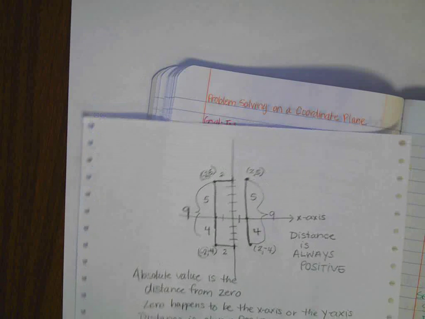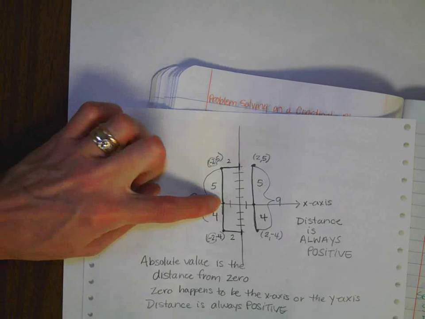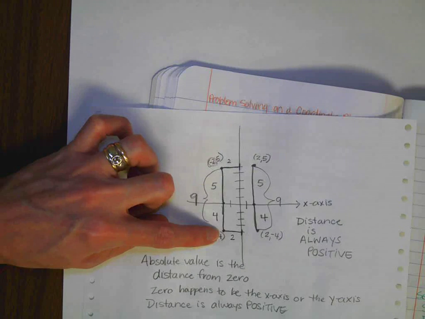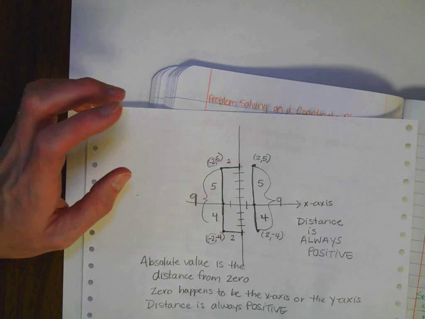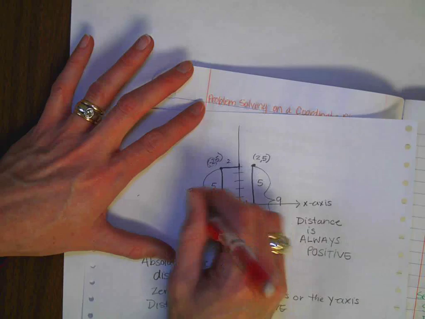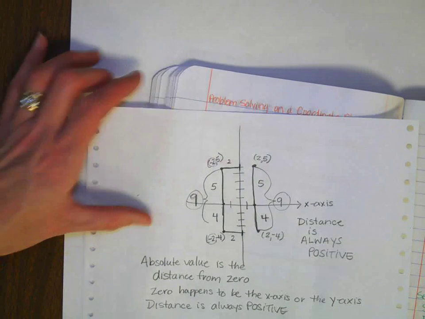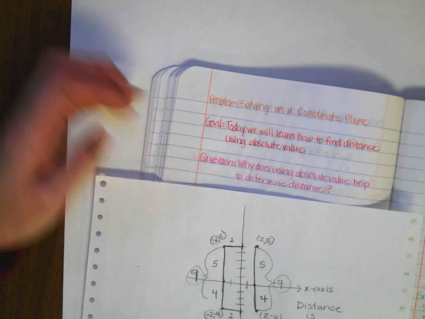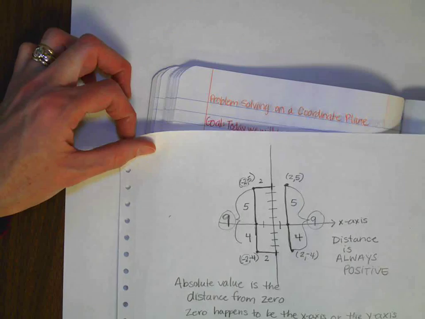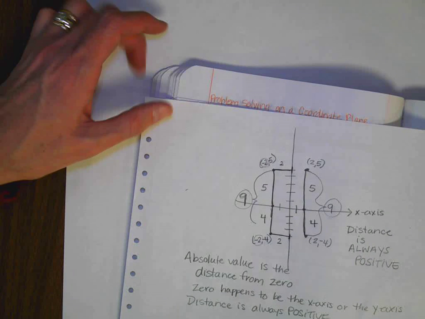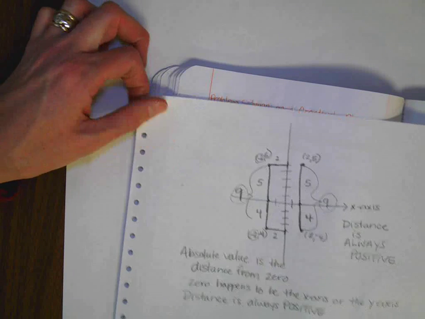So basically, it's pretty simple. You're just taking your distances from the x-axis up to the point, the x-axis down to the point, and then figuring out what the total distance was. And we found that on both sides, 2 different points, the distance is still 9. Okay? So our goal for today, we will learn how to find distance using absolute value, which is what we just did. Tell why using absolute value helps to determine the distance, because it tells us how much space it is from 0.